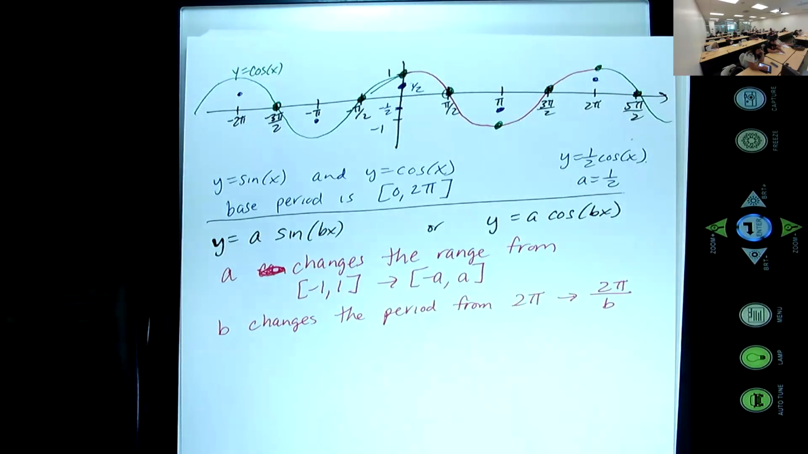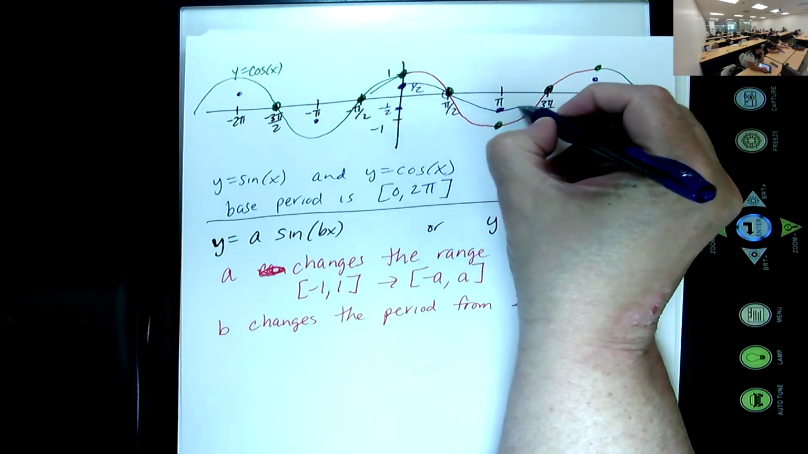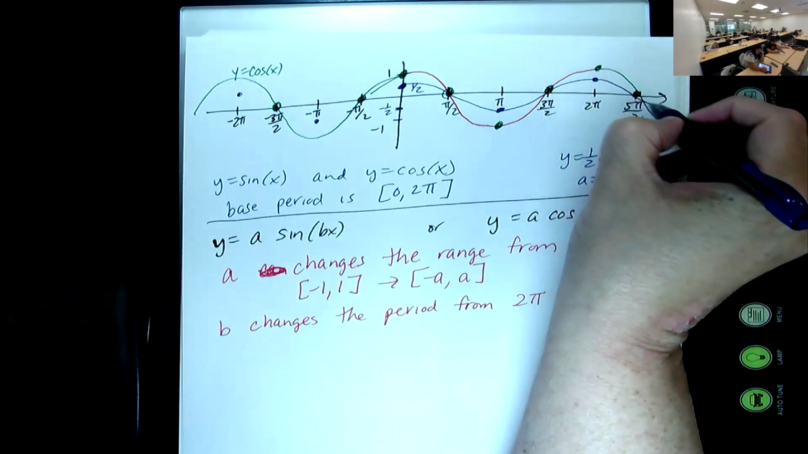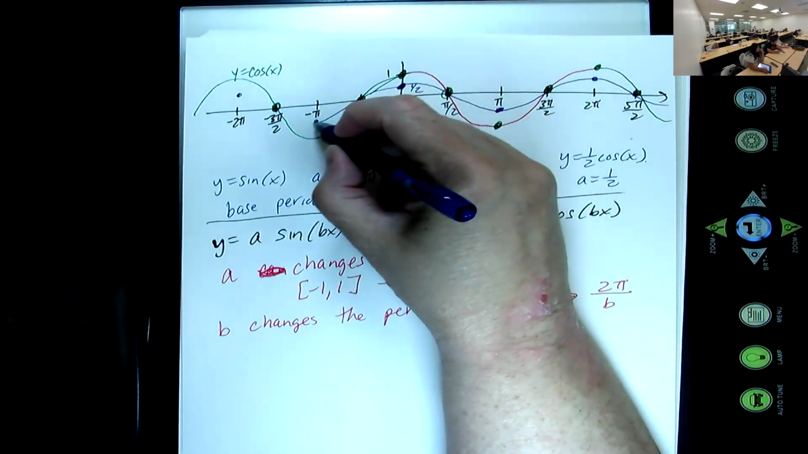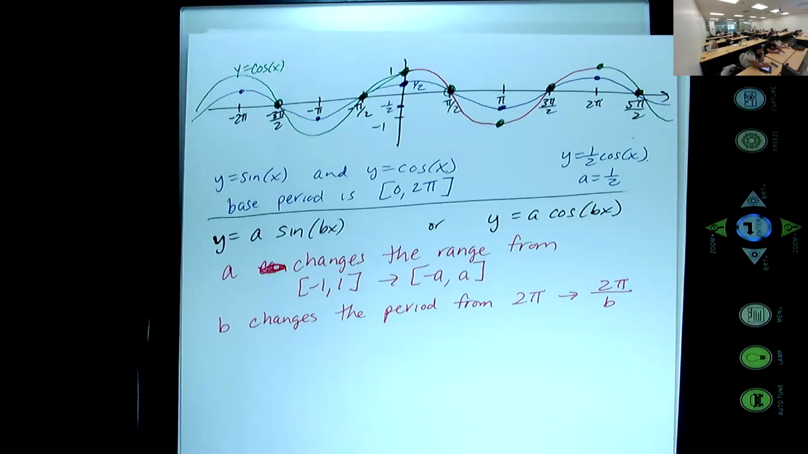It flattens it, it smooshes it. Zeros are still the same. Actually, it's kind of neat, if you're on Desmos and you have a whole bunch of them listed, like cosine x, 2 cosine x, 3 cosine x. It looks like an arc, a really cool arc.